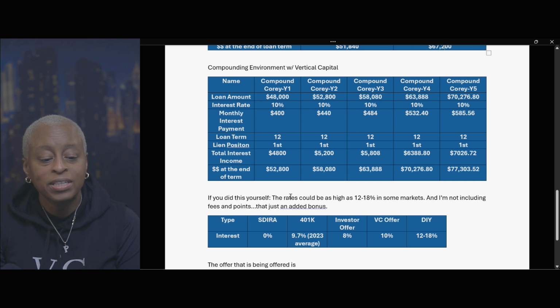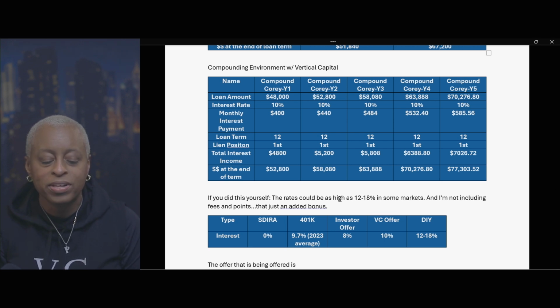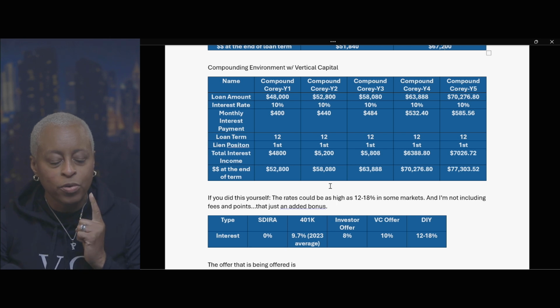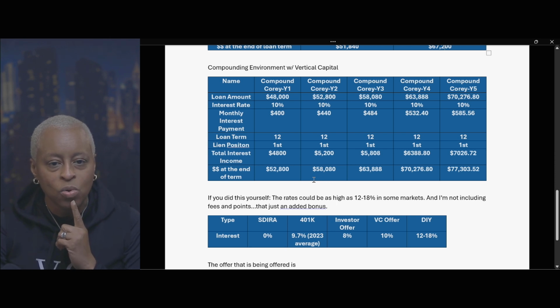So if you did this yourself, the rates could be as high as 12 to 18% in some markets. And I'm not including fees and points, and that's just an added bonus to it, right? So I went and took a step a little bit further. I wanted to do some additional research, and I wanted to show you.